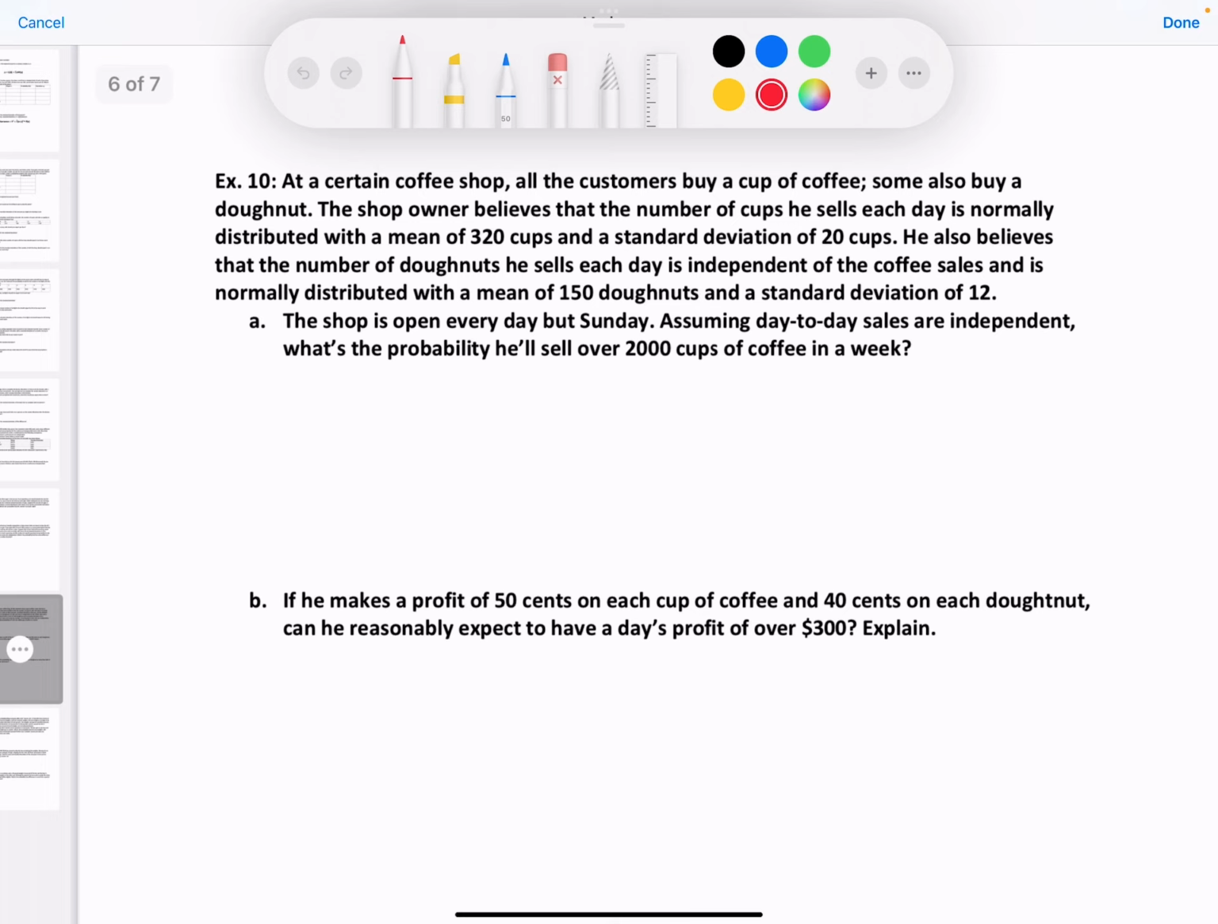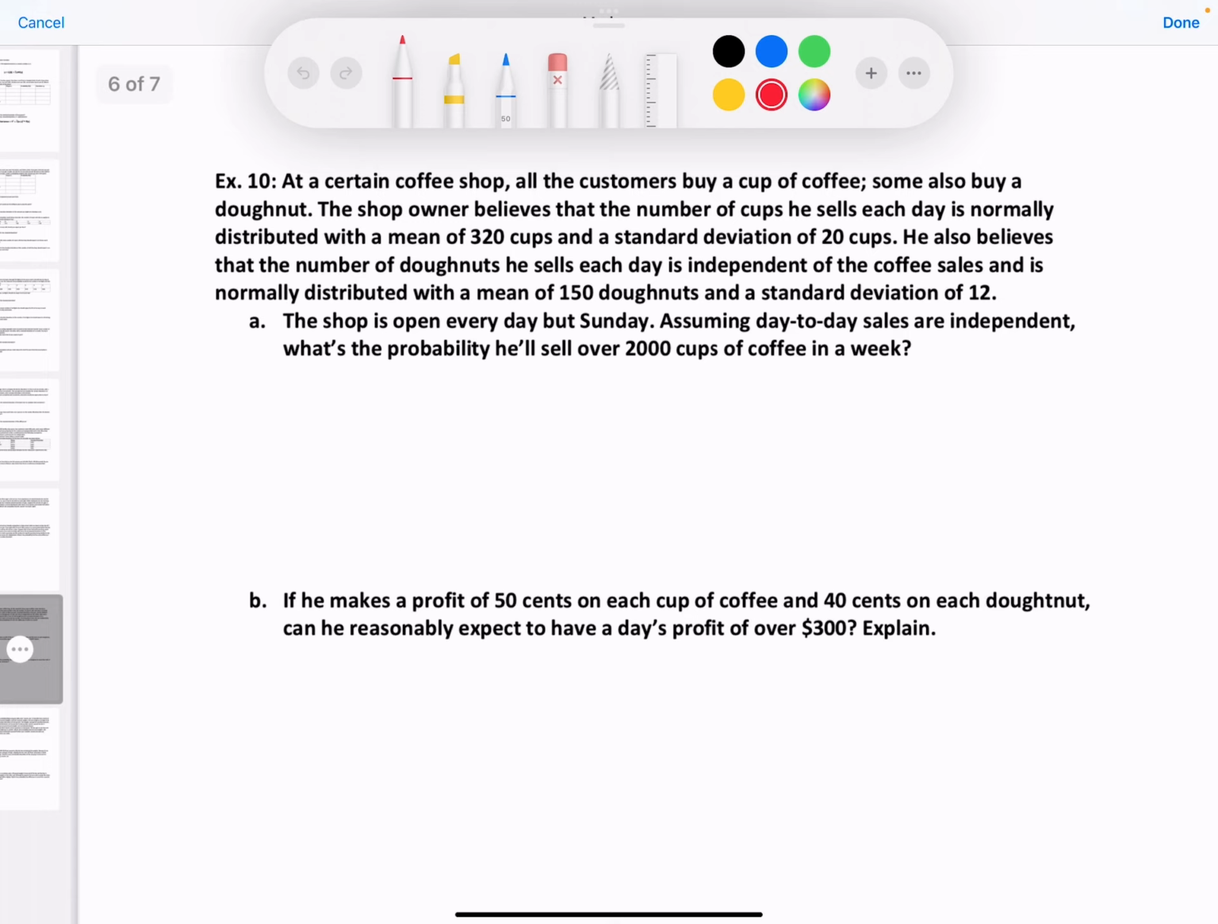All right. At a certain coffee shop, all the customers buy a cup of coffee. Some also buy a donut. What happened to number 10? That is number 10. Oh, I thought I said 12 for a second. Oh, no, we're skipping 11, though. I don't have my contacts in, so I can't see.